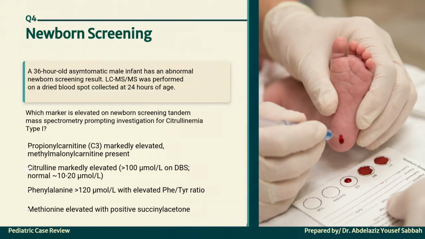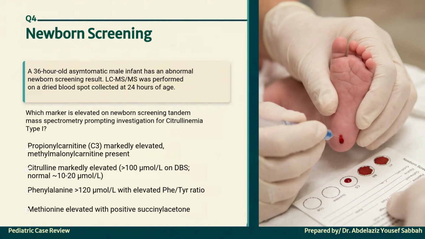Case 4. A 36-hour-old asymptomatic male infant has an abnormal newborn screening result. The test used tandem mass spectrometry performed on a dried blood spot collected at 24 hours of age. Which marker is elevated on newborn screening tandem mass spectrometry, prompting investigation for citrullinemia type 1?